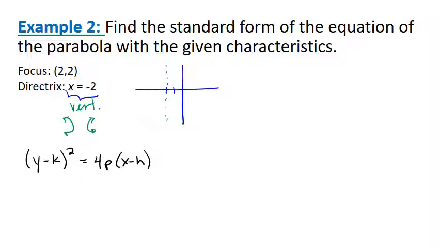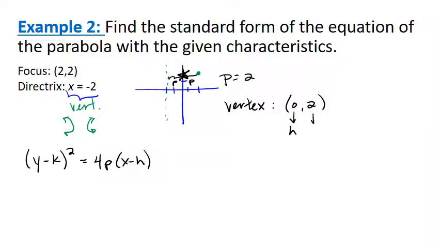Okay, so we also know that the focus is at 2, 2. So our focus is here. This tells us that the distance P from here to here is a distance of 2. We can also identify from this that the vertex has to be in the middle of these. So our vertex then is 0, 2.